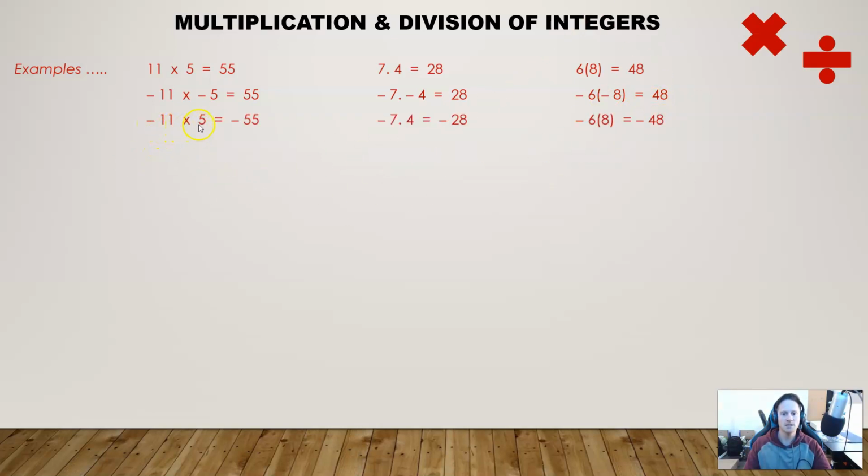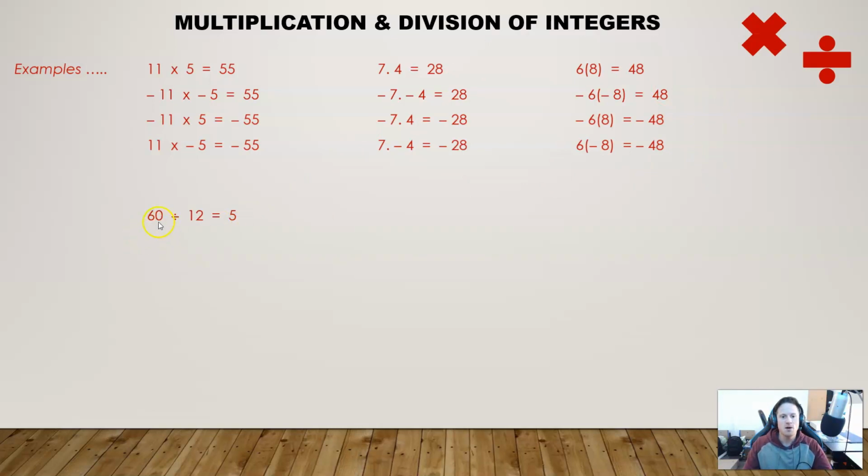Here the signs are different. Negative multiplied by positive gives a negative answer. And the same again, only this time the positive and negative numbers are swapped. A positive number multiplied by a negative number gives a negative. If the signs are different, the answer is negative. So here's a summary representation of those two rules that we've explained.